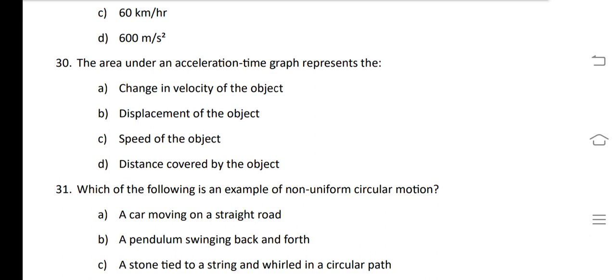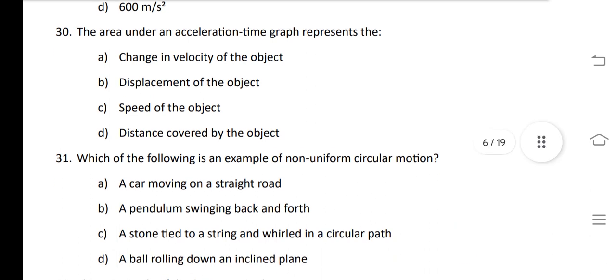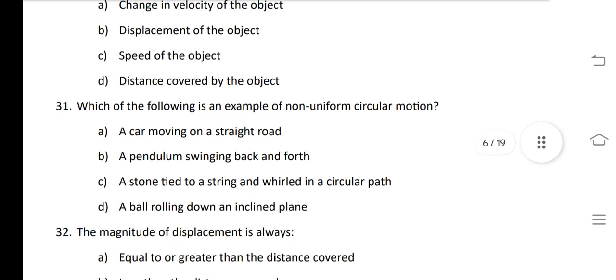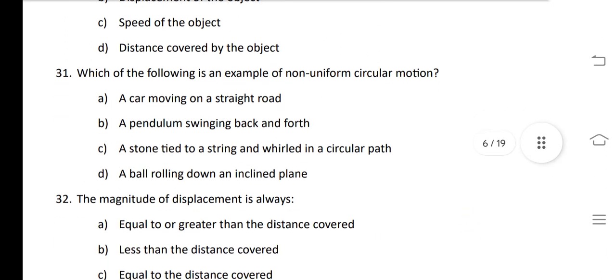Our next question is, area under an acceleration time graph will give change in velocity of the object. Option number A is correct. Our next question, which of the following is an example of non-uniform circular motion? That is non-uniform circular motion, and we know the option number C is the correct answer. This question is repeated.